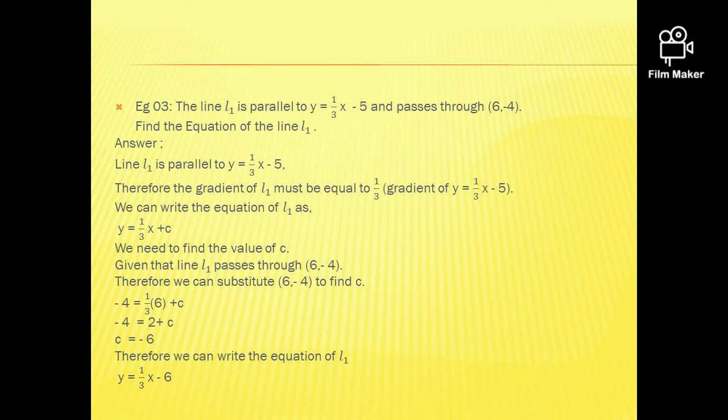In the same way as in the previous question, we can understand that line L1 passes through the coordinate (6, minus 4). That means when the x coordinate is 6, the y coordinate must be minus 4. Therefore, you can write minus 4 equals 1 over 3 times 6 plus c. With that you get the answer c equals minus 6. Then we can write the equation of line L1 as y equals 1 over 3 x minus 6.